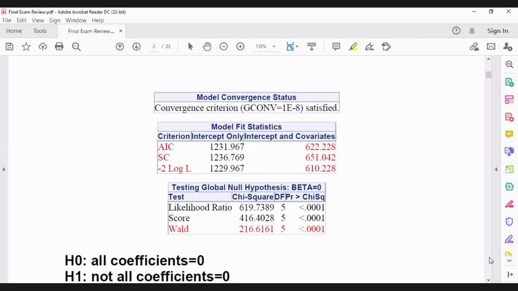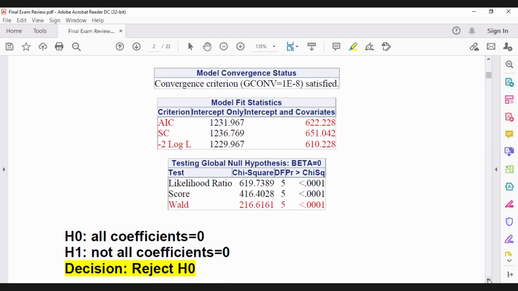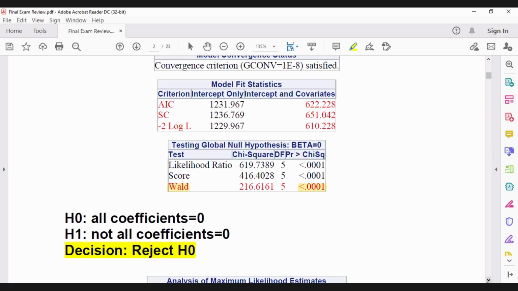So let's look at the global goodness of fit of the model. We get the Wald statistic, having a p-value less than 0.0001. And the null hypothesis to test is the following: H0, all coefficients are equal to 0; H1, not all coefficients are equal to 0. We call this the Wald test for overall significance of the model.